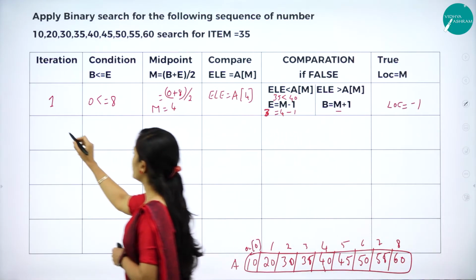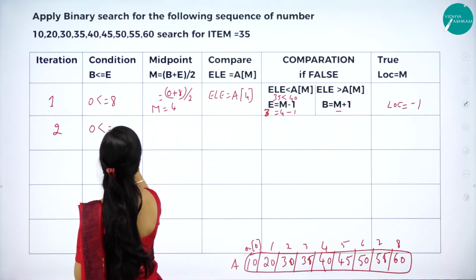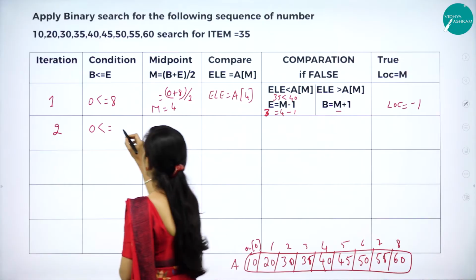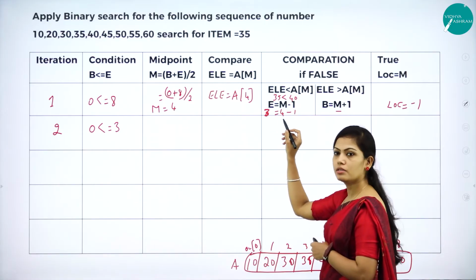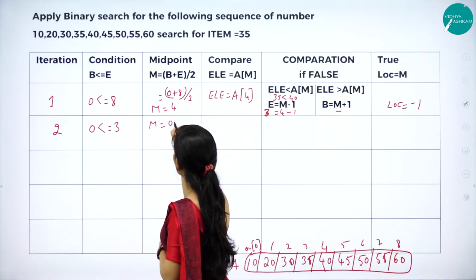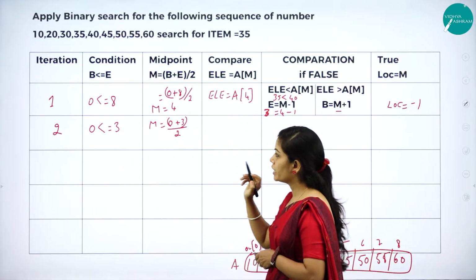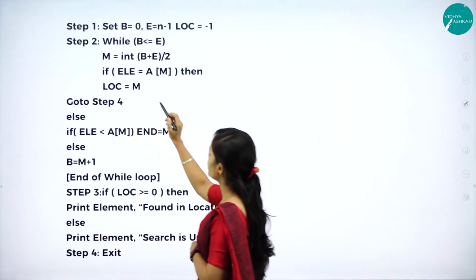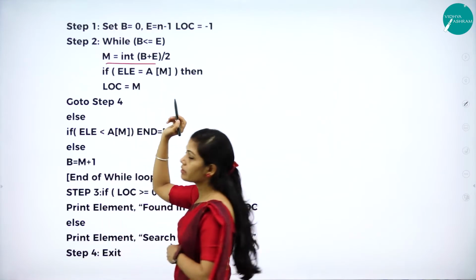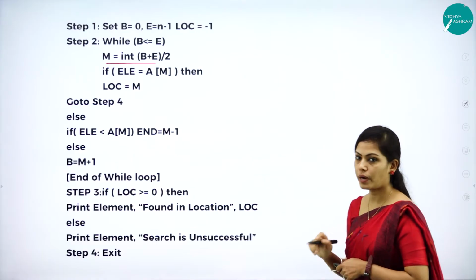In the second iteration, what will happen? B is the same and E is 3. Here we have the value E is equal to 3. So find the mid value: 0 plus 3 by 2. In the program we use M is equal to int of B plus E by 2. Here we are using the integer value.